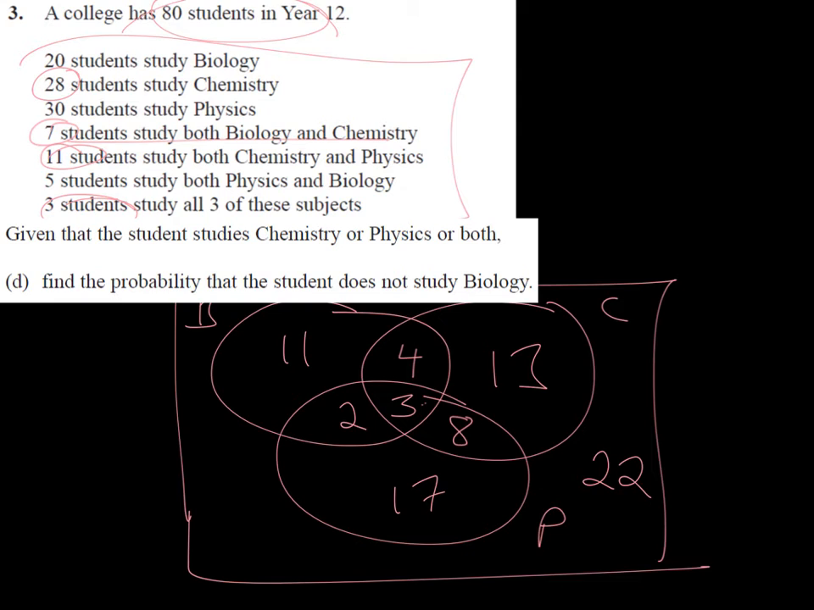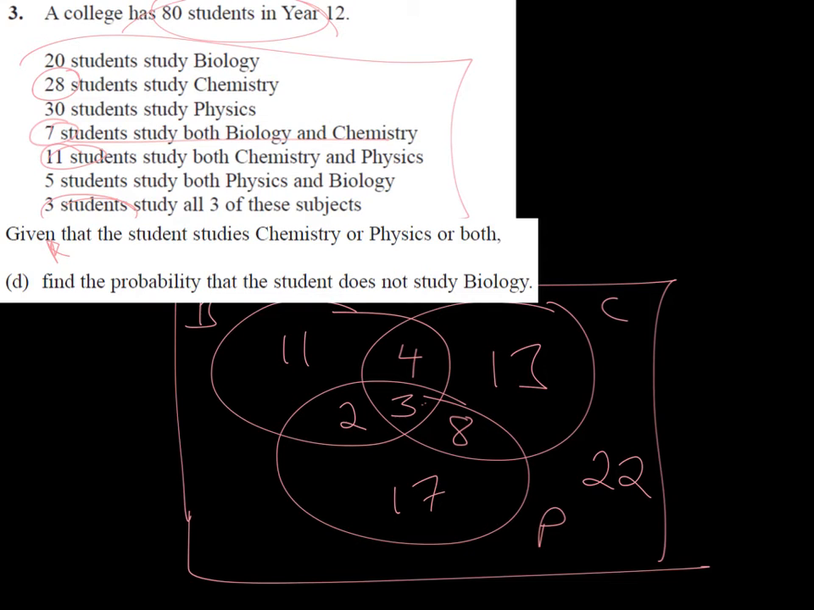When you read part D, you might well look on with alarm when you read this key word here, because given is a code word telling you that you are looking at the conditional probability here. And conditional probability is something that normally strikes fear in the heart of most stats students. However, this one's fairly straightforward. All you're asked to do is, you're told that given that a randomly chosen student studies chemistry or physics or both, find the probability that the student does not study biology.